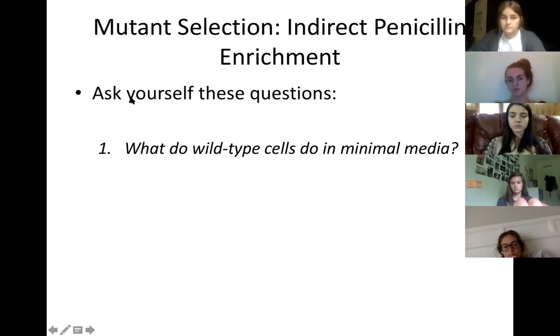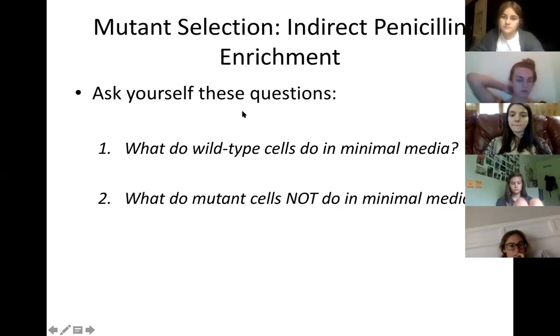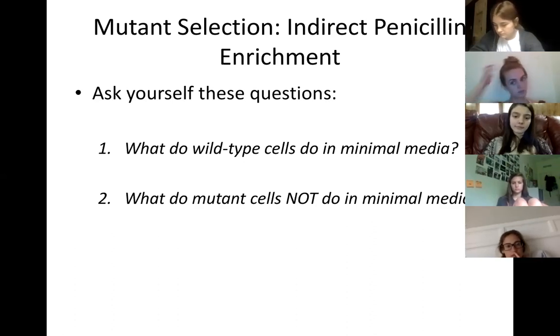I always forget that I need to ask yourself this. That's what should pop up first. But at least question 1 pops up before question 2. So that's something. What do mutant cells not do in minimal media? Glory?